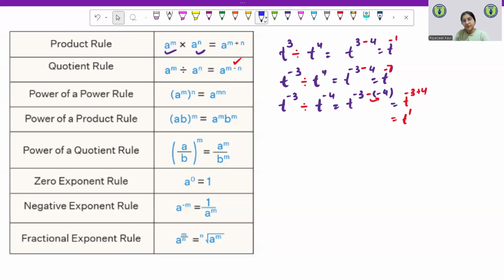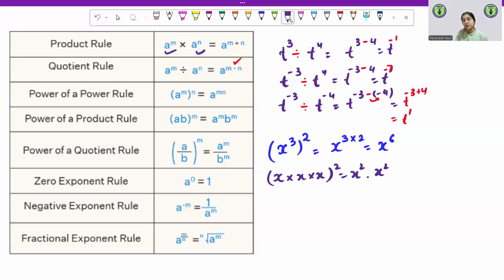Now let's say x has some power 3 and it has another power, let's say 2. So in this scenario, the powers get multiplied. 3 times 2, x raised to power 6. Now how is this happening? X raised to power 3 means x is getting multiplied thrice and its power is twice. That means x square times x square times x square, which is nothing but base same, powers add, 2 plus 2 plus 2, x raised to power 6.